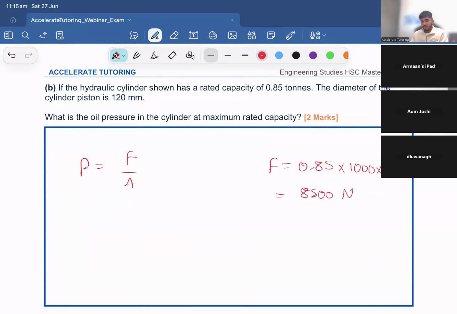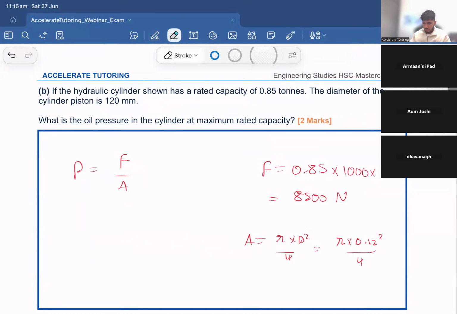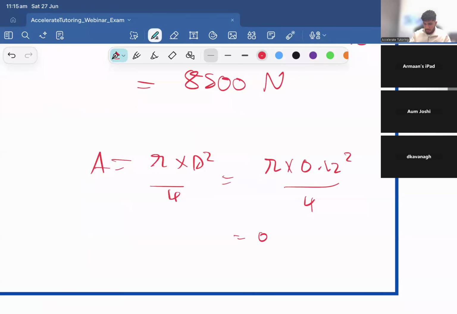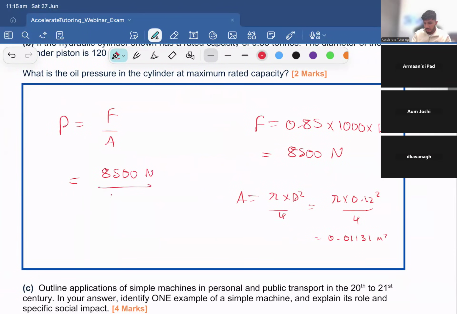8,500 newtons. Area, pi times diameter squared over 4. So convert it into meters though. So pi times 0.12 squared over 4. That gives us 0.01131 meters squared. We have everything we need. 8,500 newtons over 0.01131 meters squared. Our final answer is simply just 751,547 pascals. Divided by 10 to the 6, get a suitable unit. We get divided by 10 to the 3. We get 751 kPa. That's good enough.